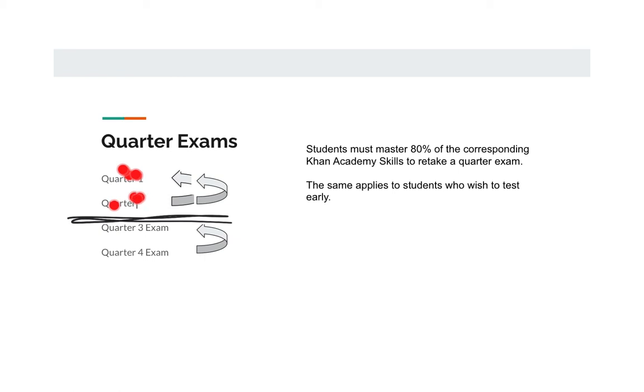The other thing that we do is that students are allowed to retake these exams, both the midterm and the final. The final works a little bit differently, but for the midterm, in order to retake them, we want to first see that students have mastered 80% of the corresponding Khan Academy skills. The reason for that is kind of obvious, right? We want them to pass these retakes. We want them to actually know the material before they go into the retake.